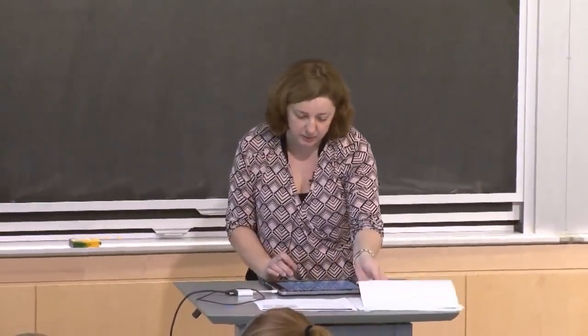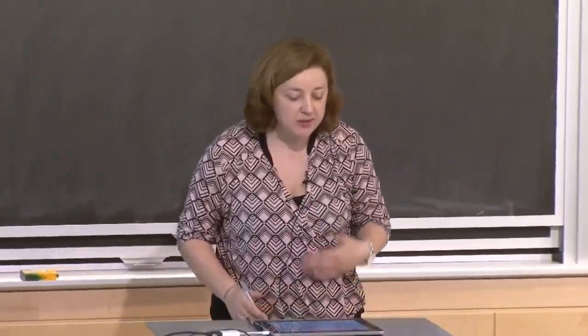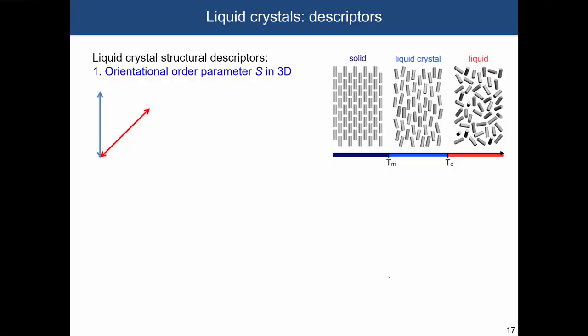So we defined this in this particular way. We can do the same exercise in 3 dimensions. The thing is a little bit more complicated because now you have different angles. So this is the orientation of a molecule, and this is the director. If I define this as a z direction, then this will be y, and this will be x.